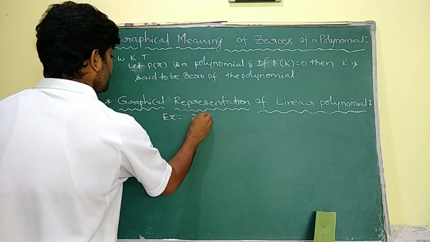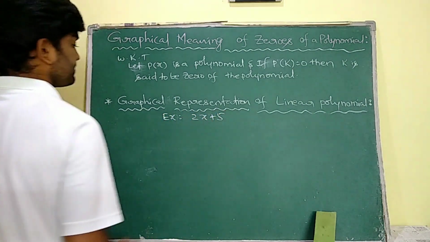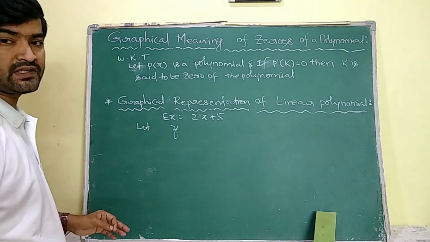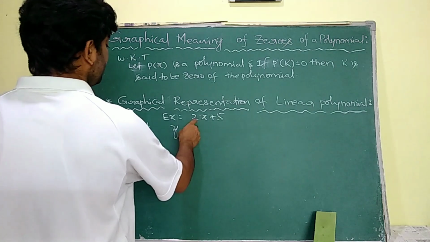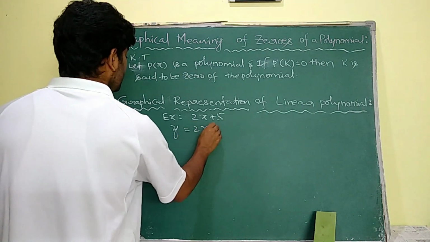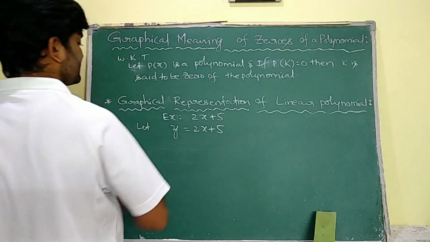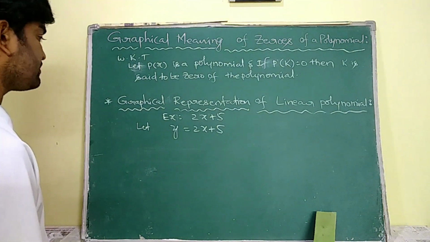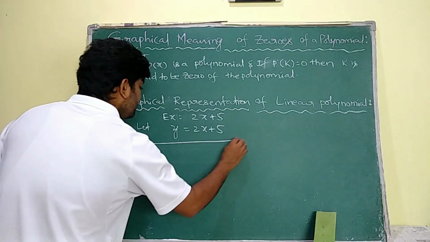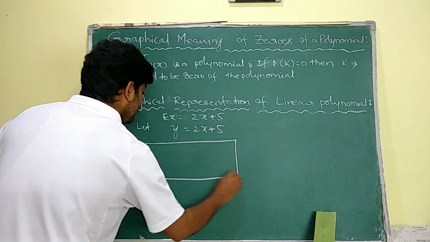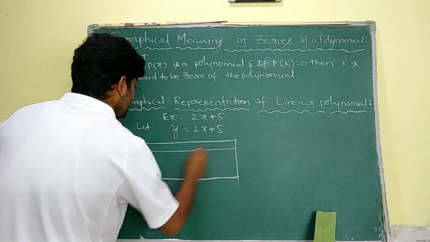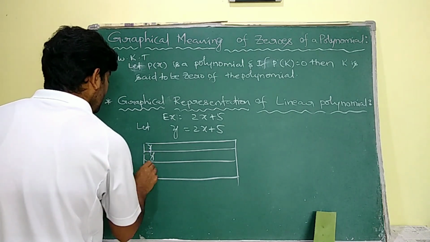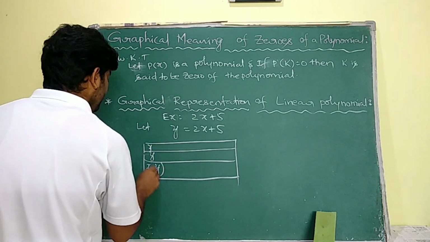Example: let us suppose 2x plus 5 is given. It is a linear polynomial in one variable. For that, I am going to express this in two variables. So 2x plus 5 is expressed as y, because in the graph we have two variables. That is why. Now you have to draw an ordered pair table here: x, y, x comma y.